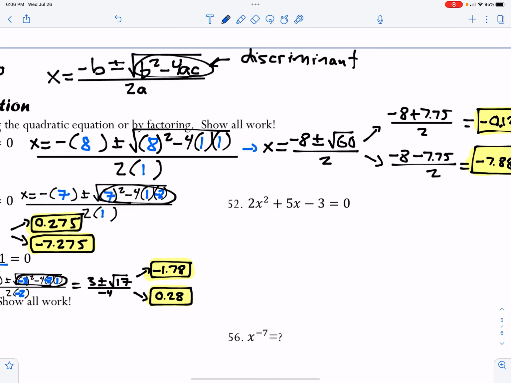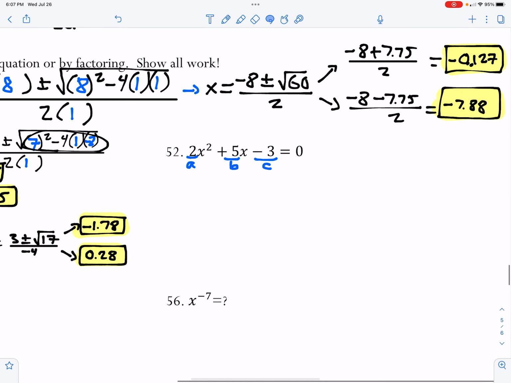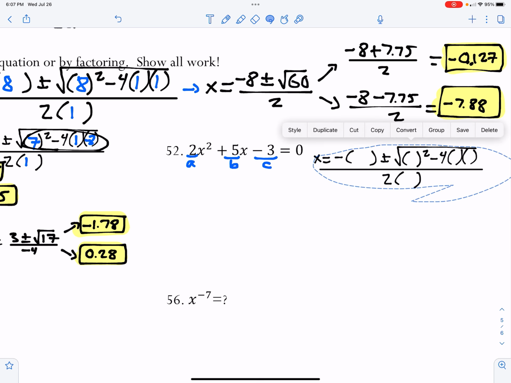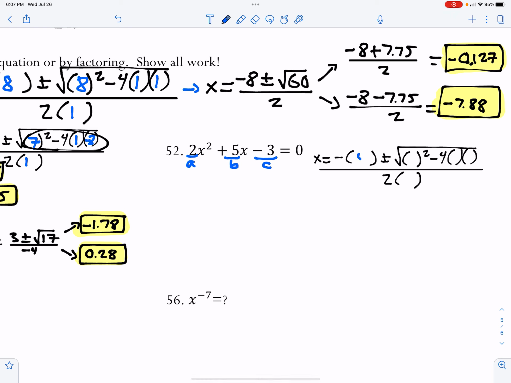Okay, one question remaining. A is 2, B is 5, and C is negative 3. Let's go ahead and enter this in the quadratic formula. Okay, so we're going to go negative 5 plus or minus the square root of 5 squared minus 4 times A, which is 2, times C, which is negative 3. And your 2 times A, which is 2 times 2.